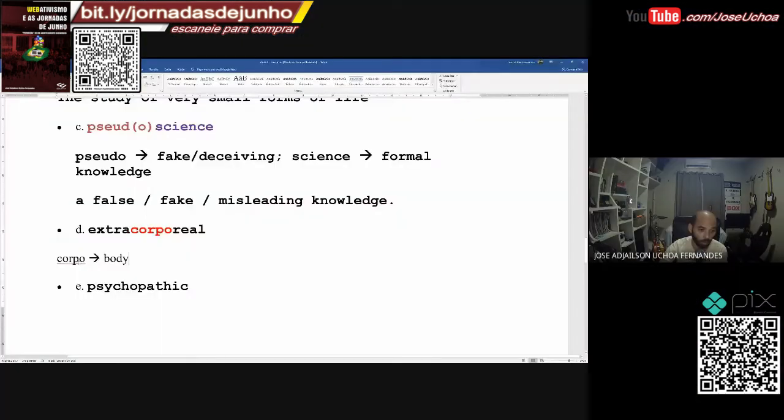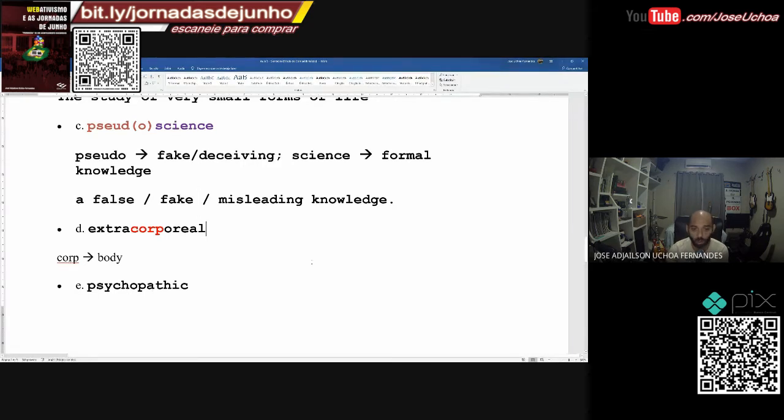Instead of corpo, it's corp. And it looks like that O is inserted somehow, either as a suffix or as a filler. We are going to decide, okay? A corp is a body. Now, where are the prefixes and suffixes? Which is easier for you to find, the prefix or the suffix?